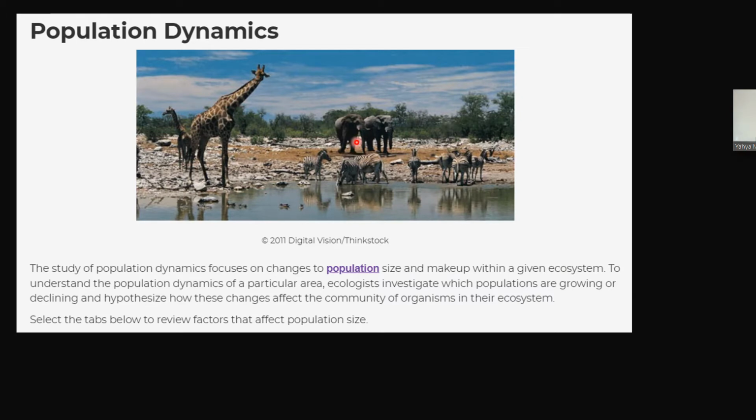There are multiple different species here: some giraffes, elephants, zebras, and many other species. So how do they all go up and down, and how are they affected by the other species and other creatures that live in the population, as well as by the plant life, the weather, climate, and the environment? How all those things interact to make the population numbers of each of these species go up and down is called population dynamics.